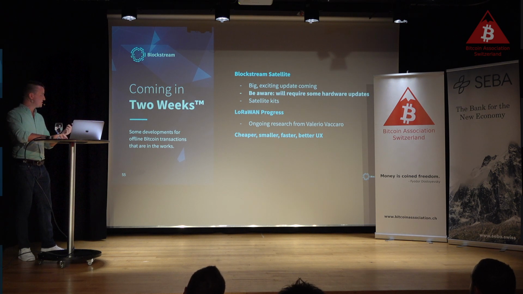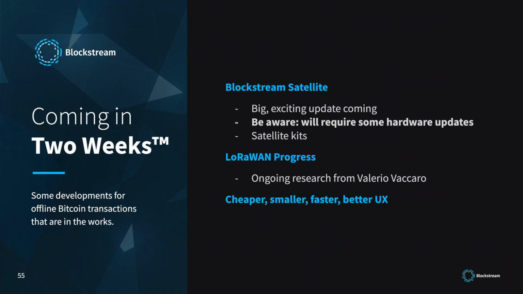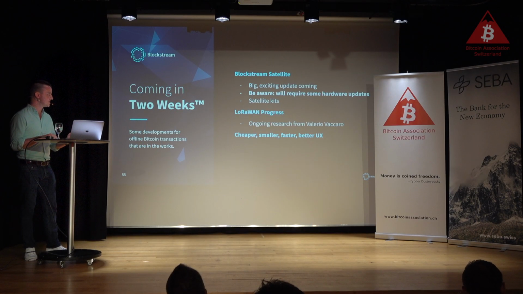Some of the things that we can look forward to, Blockstream Satellite is going to have a really big, exciting update soon. I can't say what it is yet, but if anybody's thinking about setting up their own satellite node, be aware that you're probably going to have to update one or two parts. It won't be super expensive, but just bear that in mind. And then also, in conjunction with this update, we'll also start releasing satellite kits to make it a lot easier for people to get started on using the network. LoRaWAN, I think that looks very promising to me. Valerio Vaccaro is working on that, so I think we're going to see some progress coming from that soon.